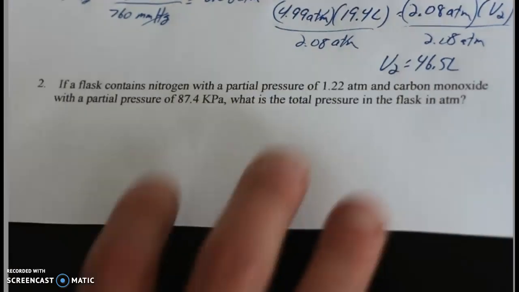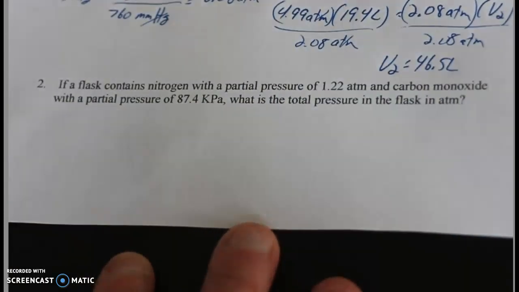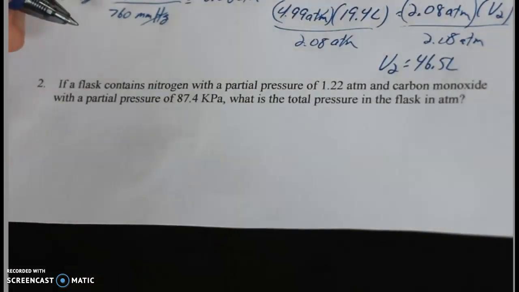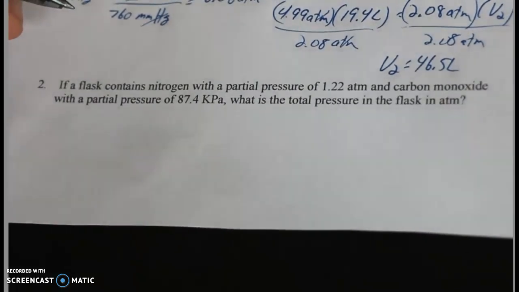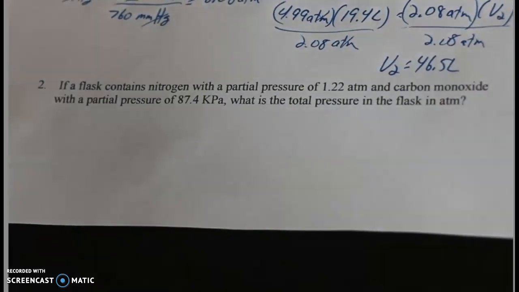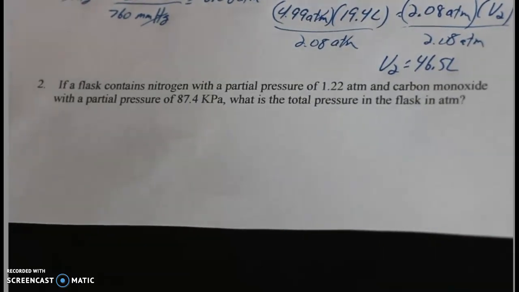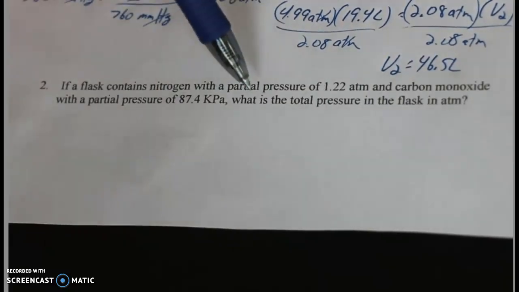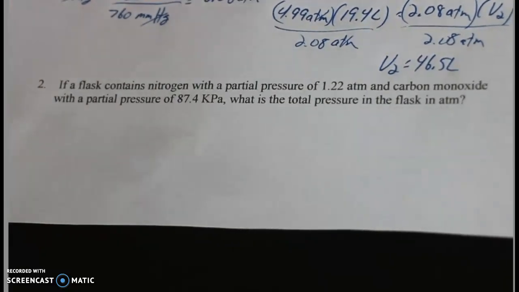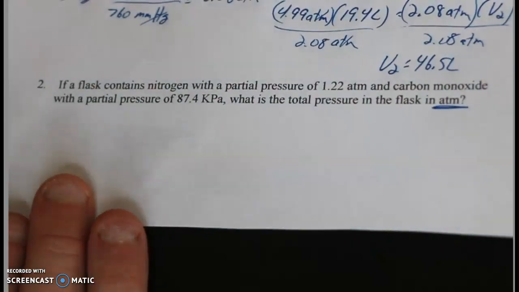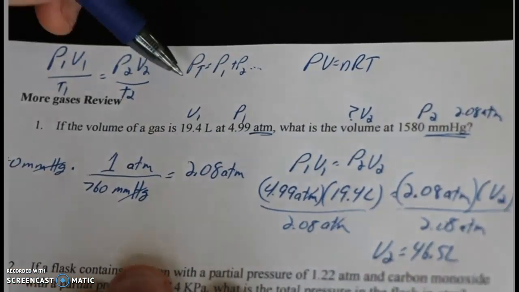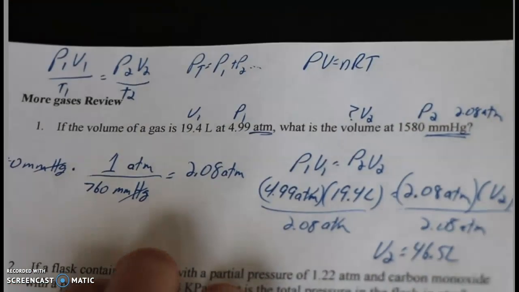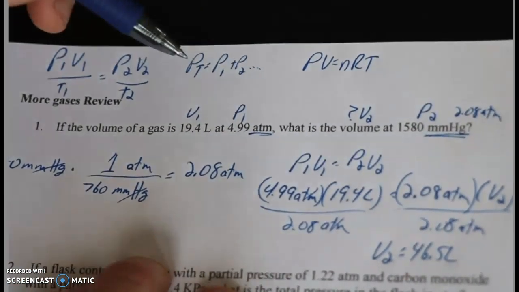And now for the next problem. If a flask contains nitrogen with a partial pressure of 1.22 atmospheres and carbon monoxide with a partial pressure of 87.4 kilopascals. So it's giving us two different gases and two different pressures. It wants to know the total pressure in the flask in atmospheres. So this is going along with Dalton's law. Total pressure is the sum of the individual pressures added up.